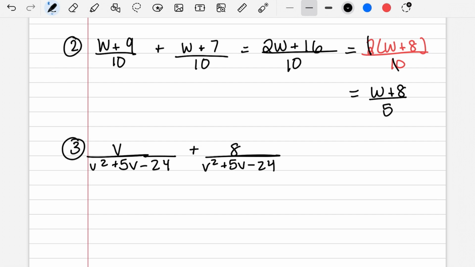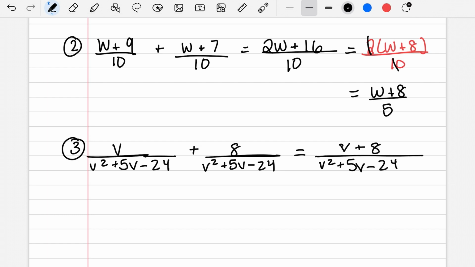First thing we need to do is make sure we have a common denominator, which we do. It might help if we actually factor it just so that we can see what it's going to look like, but let's combine things first. Our denominators are exactly the same, so I'm just going to rewrite it over here: v squared plus 5v minus 24. Add the tops, v plus 8.